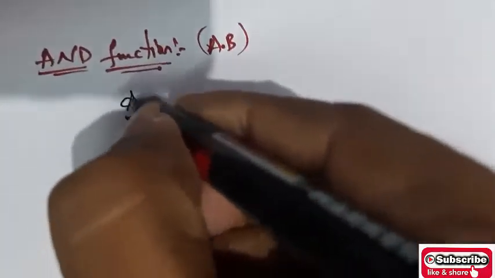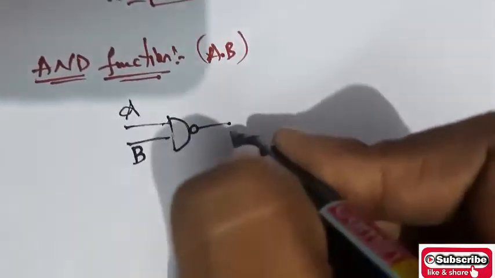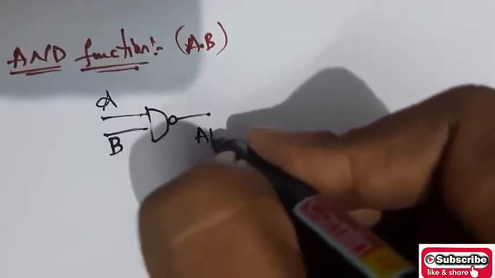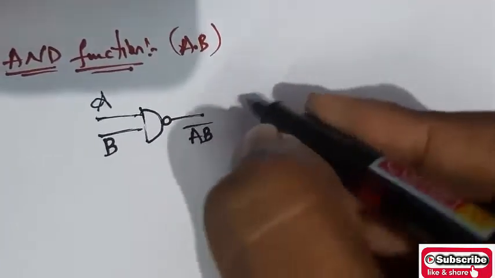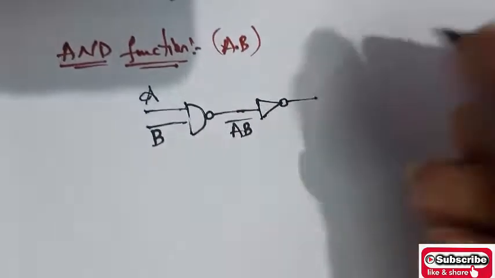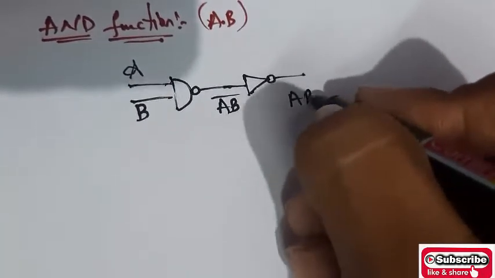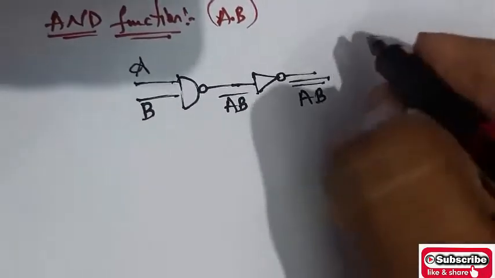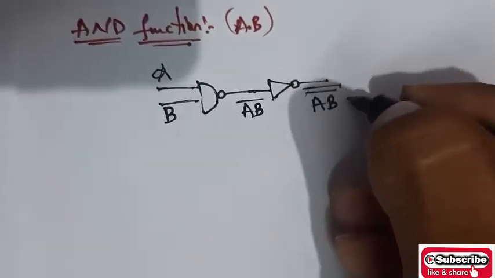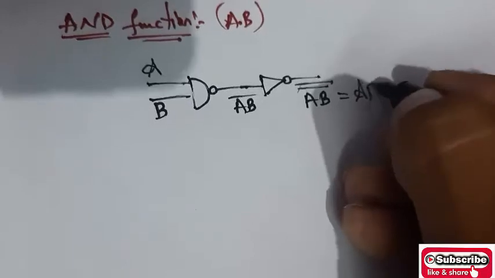If you take the input A, input B, this will be the NAND gate, you will get A into B bar. Here we can connect the inverter, that means A B bar whole bar. Both complements will get cancelled to each other, then we will get A into B.